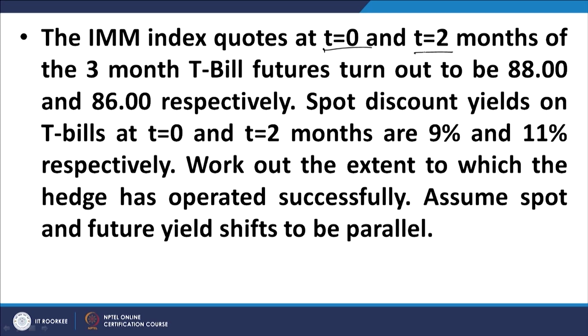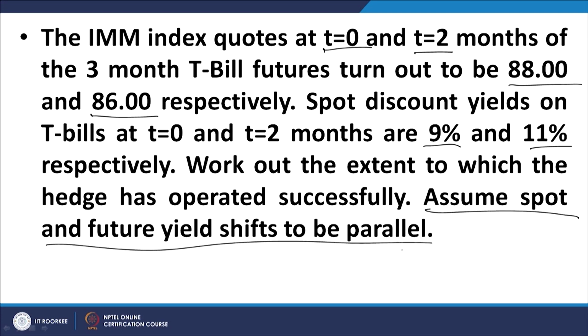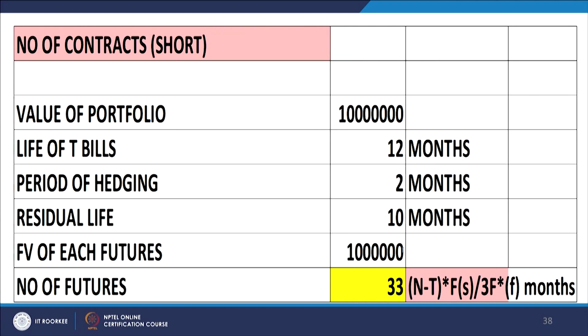So, the IMM quotes that are relevant to us are at these two dates, which are 88.00 and 86.00. Spot discount yields on the T-bills at these two are 9% and 11%. Work out the extent to which the hedges operated successfully. Assume spot and future yield shifts to be parallel. Let us see how we work it out.